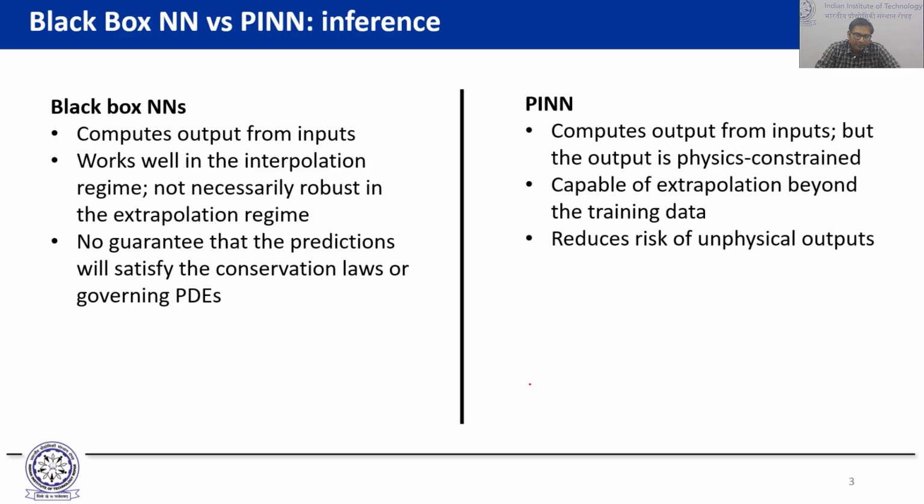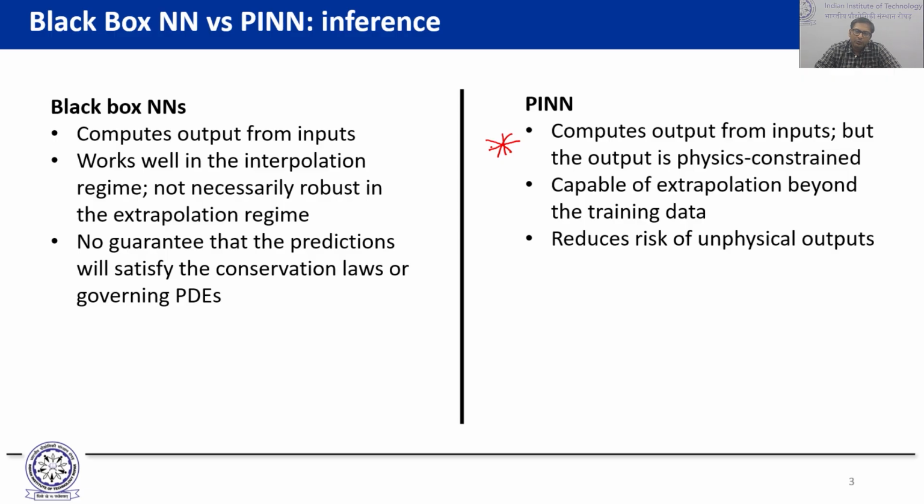Like the black box neural network, it is also going to compute the output based on the set of inputs, but then the output is such that it is constrained by the laws of physics. So this is one significant difference between your black box neural networks and the physics-informed neural networks. And since these neural networks are basically constrained by the laws of physics, they do a much better job than the black box neural network when it comes to doing extrapolation.